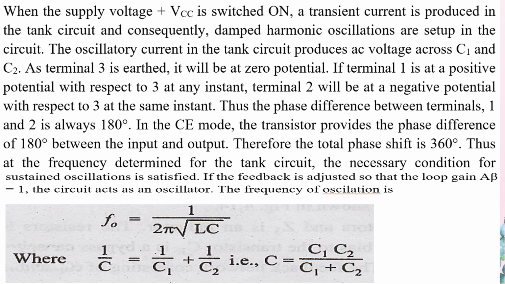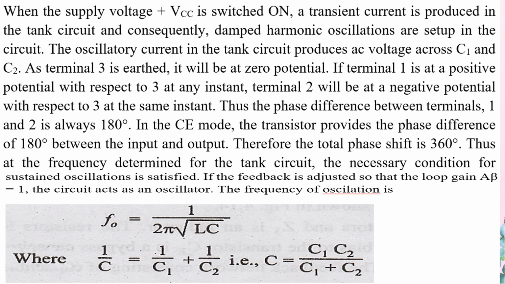And in the common emitter configuration, the transistor provides a phase difference of 180 degrees between the input and output. Therefore, in total, we have 180 plus 180, which is a 360 degree phase shift. Thus, at the frequency determined by the tank circuit, the necessary condition for sustained oscillation is satisfied.